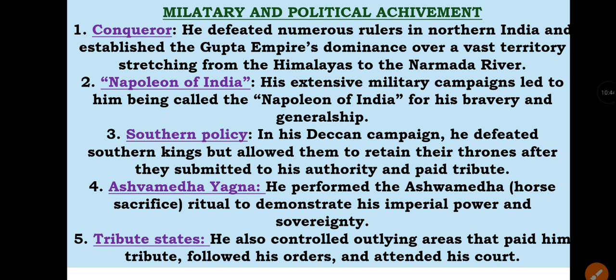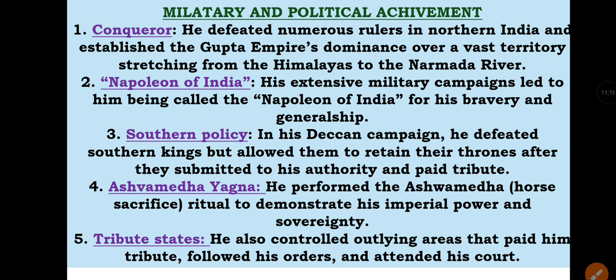generalship. Southern policy. In his Deccan campaign, he defeated southern kings but allowed them to retain their thrones after they submitted to his authority and paid tribute. Ashwamedha Yagna. He performed the Ashwamedha or horse sacrifice ritual to demonstrate his imperial power and sovereignty. Tribute states. He also controlled outlying areas that paid him tribute, followed his orders, and attended his court.